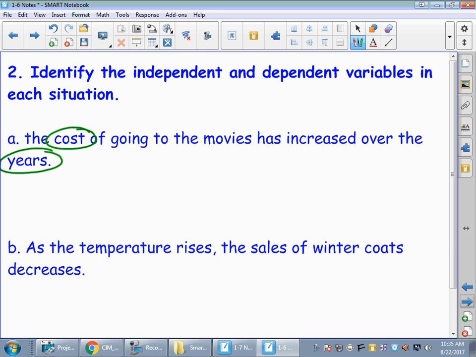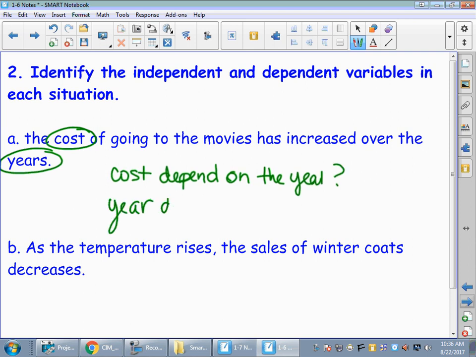So you have to ask yourself a kind of confusing question. Could the cost of the movies depend on the year? Or does the year depend on the cost? If you write these two concepts down or just say them in your head as you're doing your homework, one will sound ridiculous. Could the cost depend on the year? Yeah. I think the cost of the movies in 1950 is much different than going to the movies in 2017. So I'm going to say that this one's true.